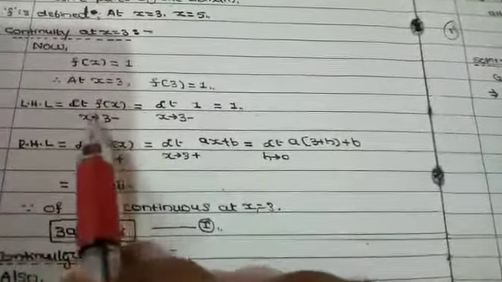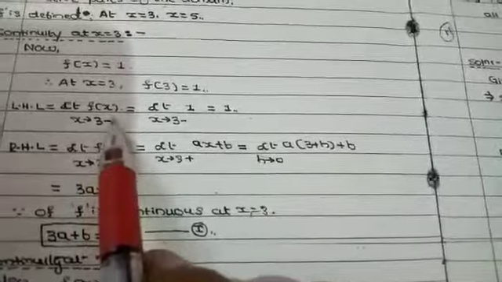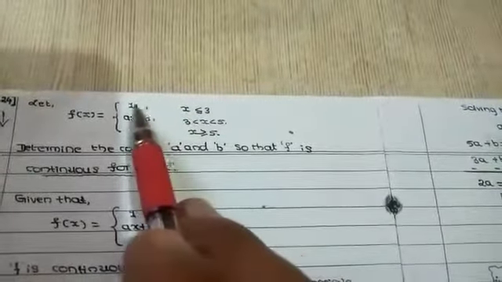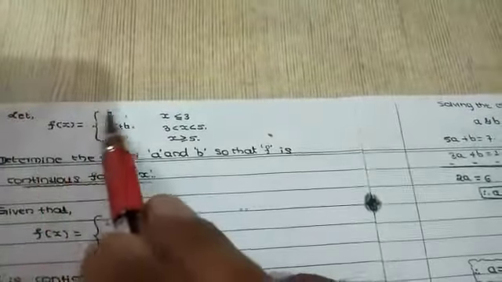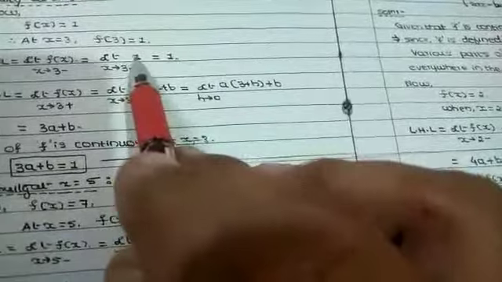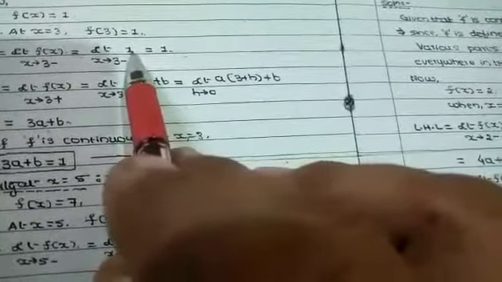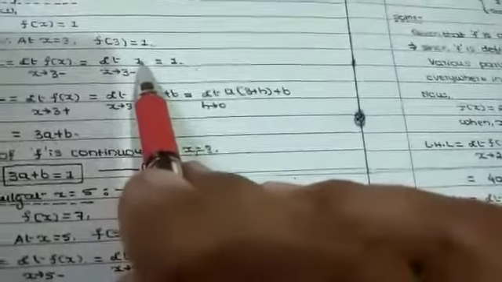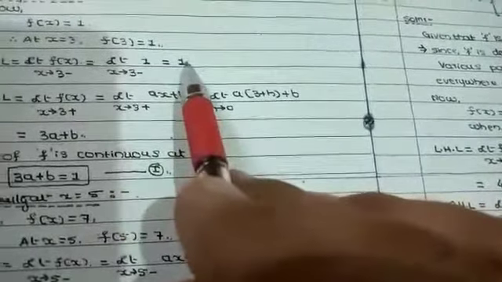Next, LHL. LHL means limit of f of x, x tends to 3 minus. For LHL, which value do we have to consider? See here, for x less than 3, the given function is f of x equals 1. So we have to consider f of x equals 1. Here the function is 1 itself. By substituting x tends to 3 or h tends to 0, it will not change. So the answer is 1 only.